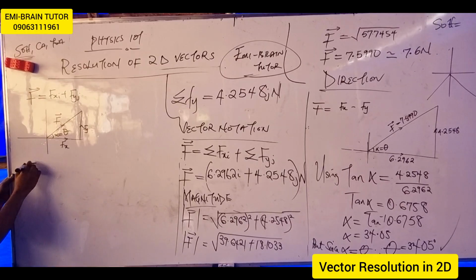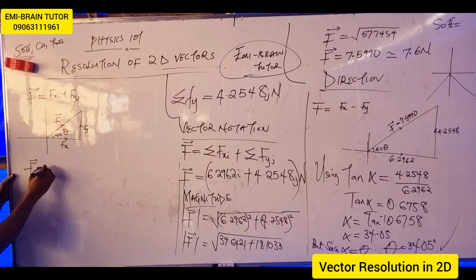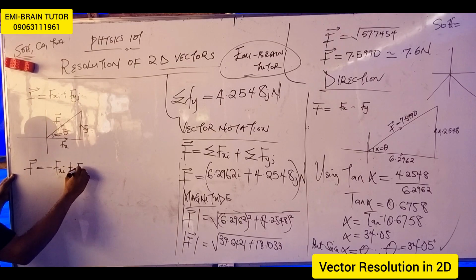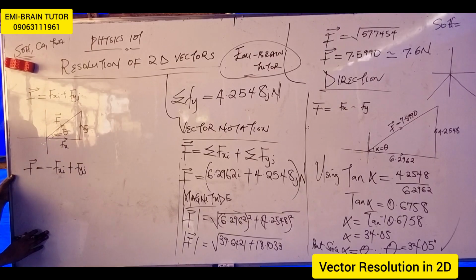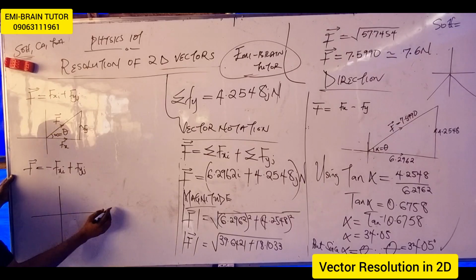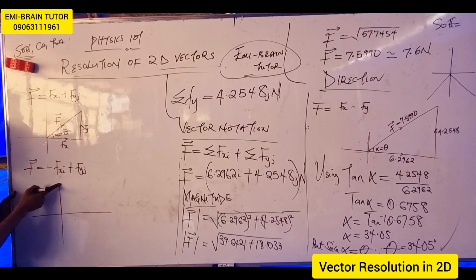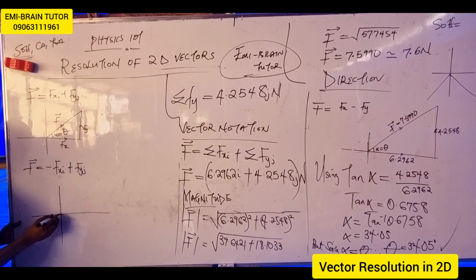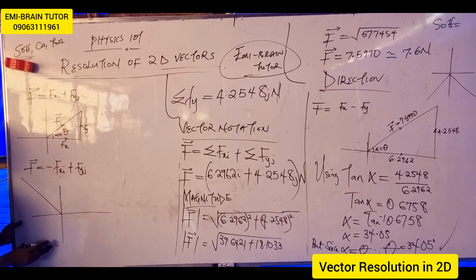Now, if I have F equals minus Fx i plus Fy j, what will it be? The x component is negative and y is positive. So that means it will fall in what quadrant? In this quadrant here. Are you getting the concept?